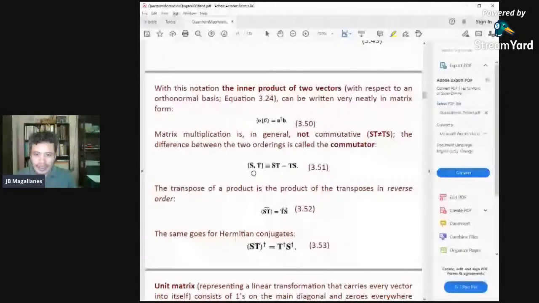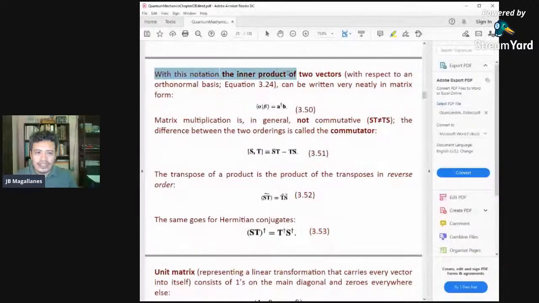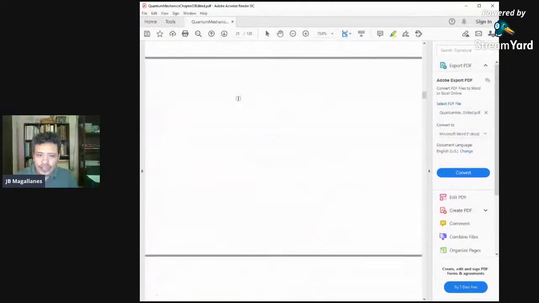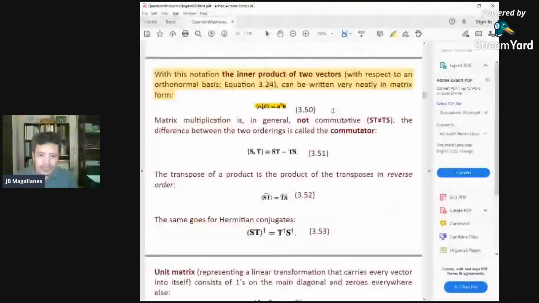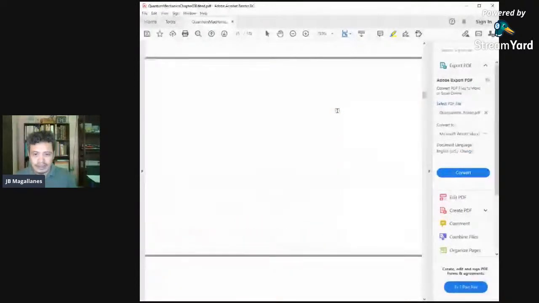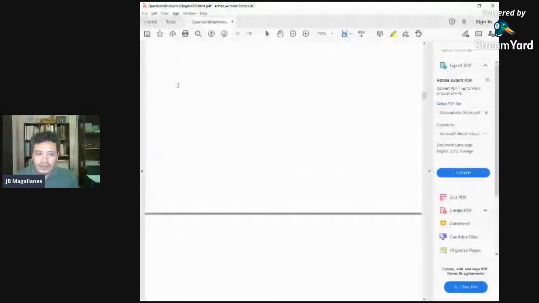And with this notation, the inner product of two vectors with respect to an orthonormal basis, you can write in matrix form. This is the inner product from before, and now that you know that they are composed of components, you can write the inner product in the form of a matrix: the Hermitian conjugate times the other vector. And we do matrix multiplication, by the way.